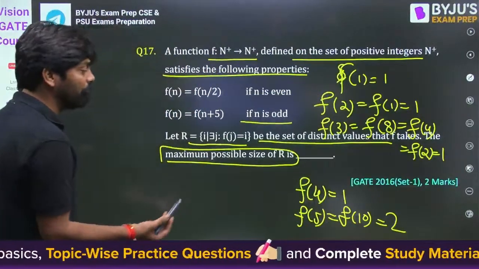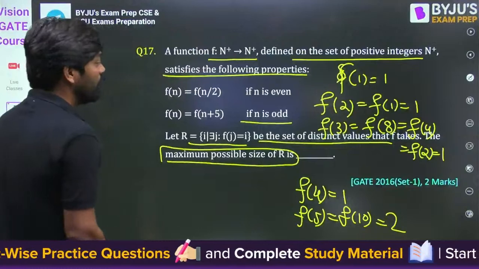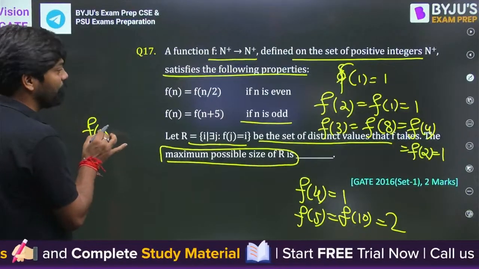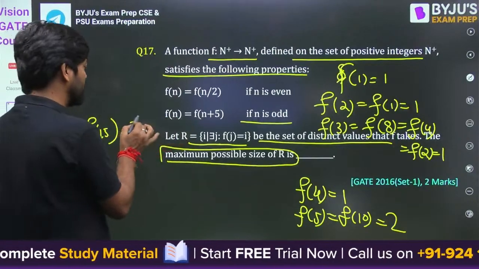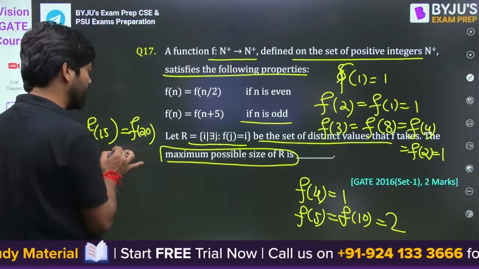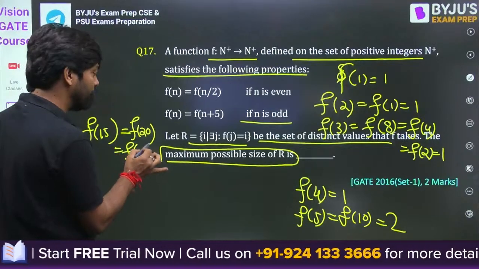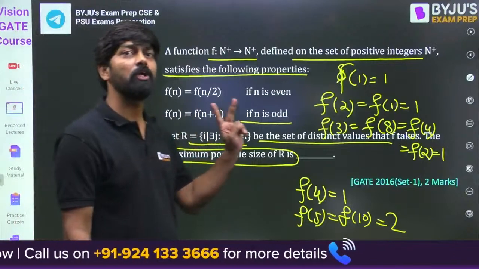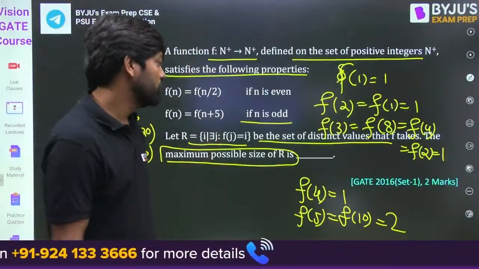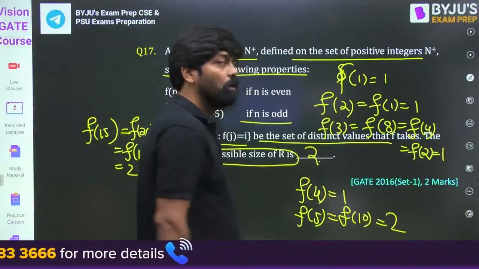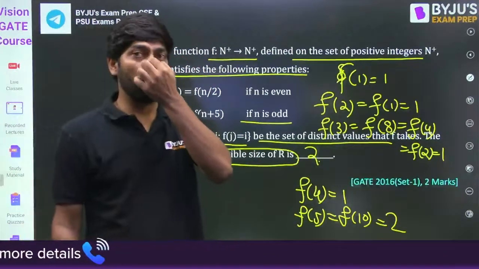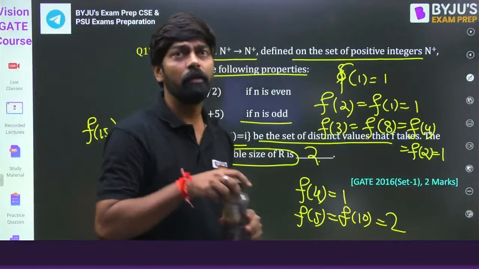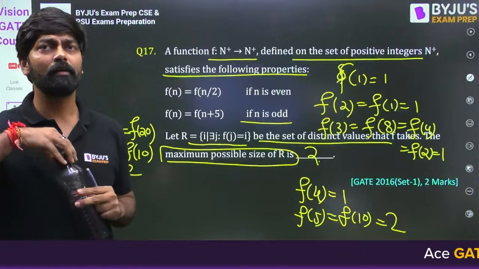Now, f(10) is nothing but 2, my dear friend. If you talk about any other one, let me take f(15). It is an odd number, so it is nothing but f(20). F(20) is nothing but f(10), and f(10) is nothing but 2. So if you take any value, maximum 2 distinct values you will get. The answer for this question is nothing but 2, my dear friend. Fine? Is that clear?